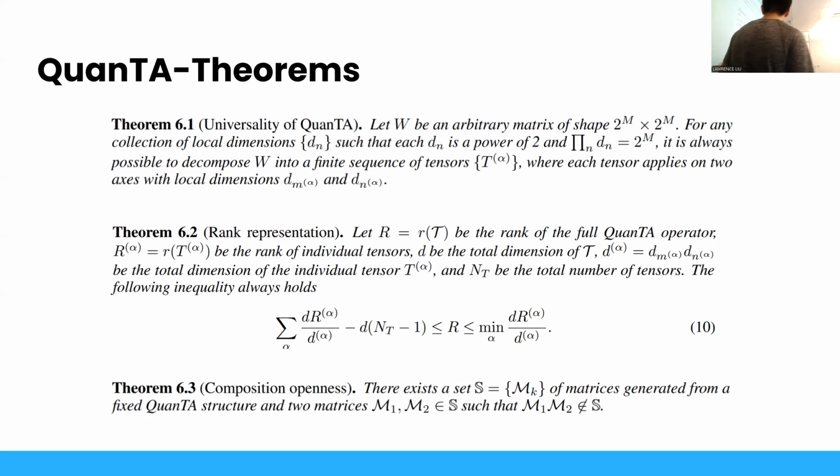And the third theorem is basically that you can pull out, for matrices generated from a quanta structure, even for two matrices that you can generate, the multiplication of the two may not be in the set of matrices that you can generate. So what this means is that, even for near linear neural networks, we can still have a benefit of using quanta, and you can't have such a proof for LoRA.